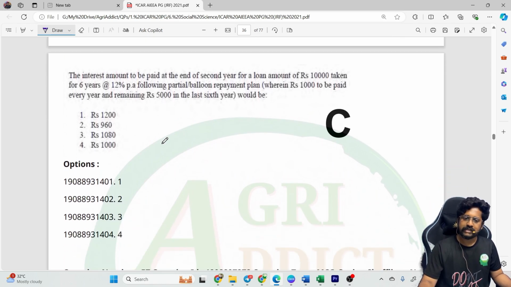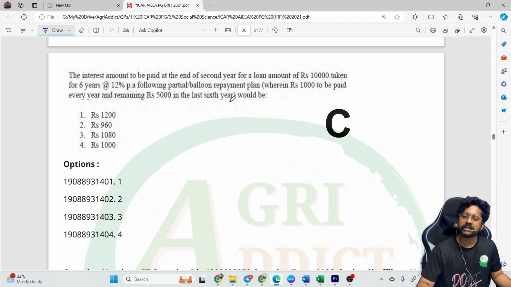The next question is, the interest amount to be paid at the end of the second year of a loan amount of rupees 10,000 taken for 6 years at 12% per annum following the partial or balloon repayment plan, wherein 1,000 is to be paid every year and the remaining 5,000 in the last, 6th year, would be. Okay, so here in order to find the answer for this question, we have to know what actually is a partial repayment plan or a balloon repayment plan.